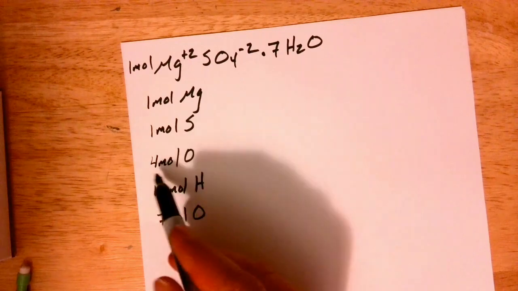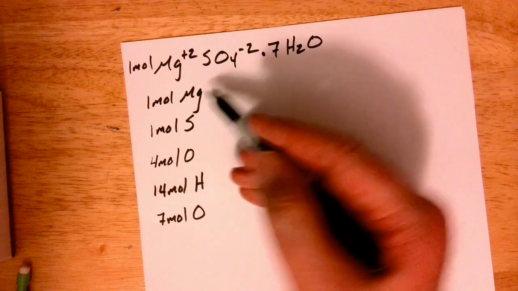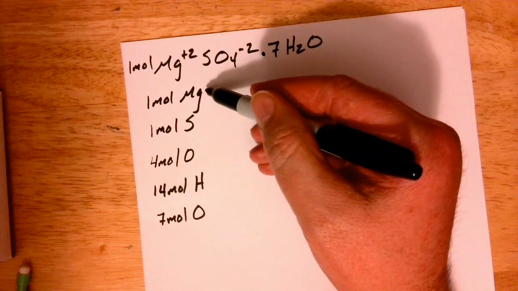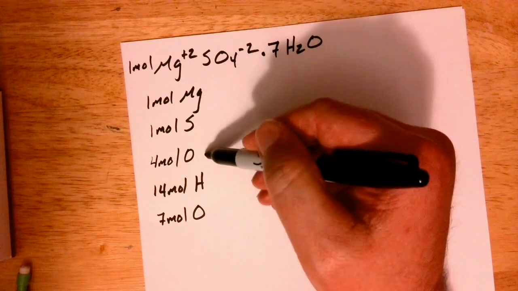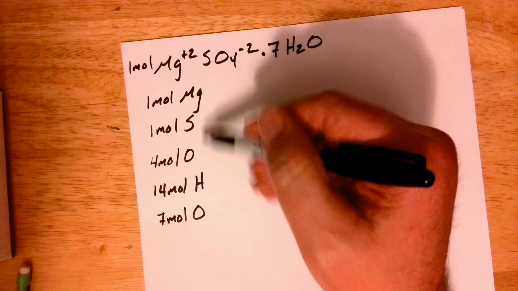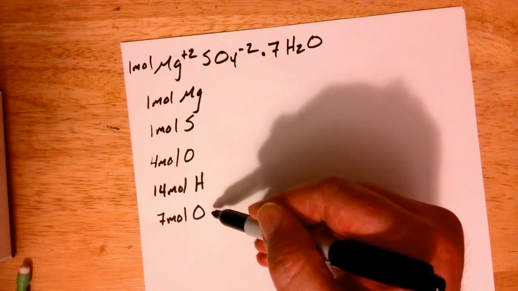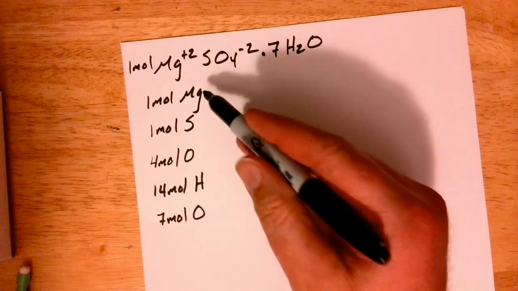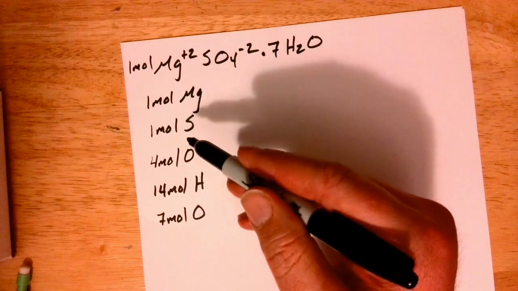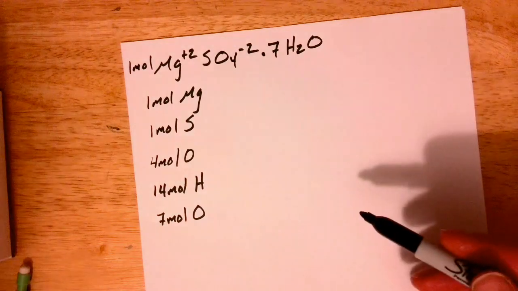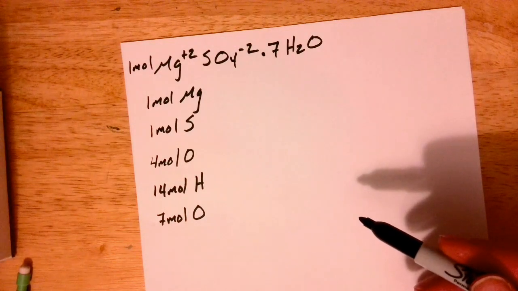But in this case, what I want you to do is find out what is the formula weight for magnesium sulfate, which you've already done. And then what is the formula weight for water? And then what is the formula weight of the whole thing? Okay, so go ahead and work this one out.